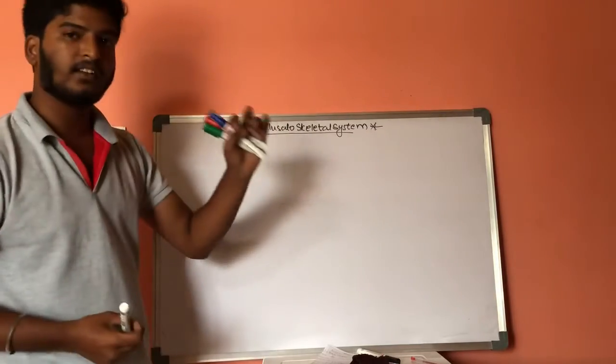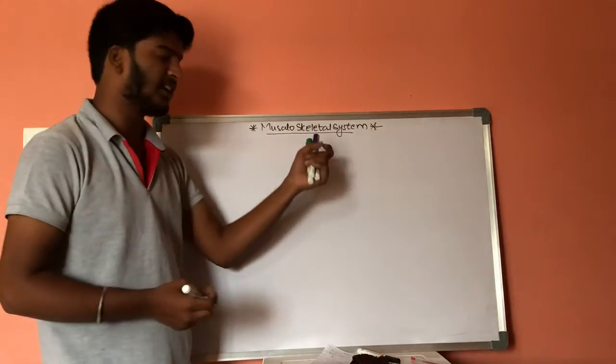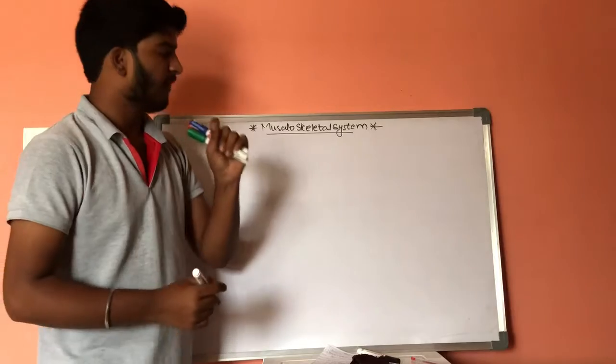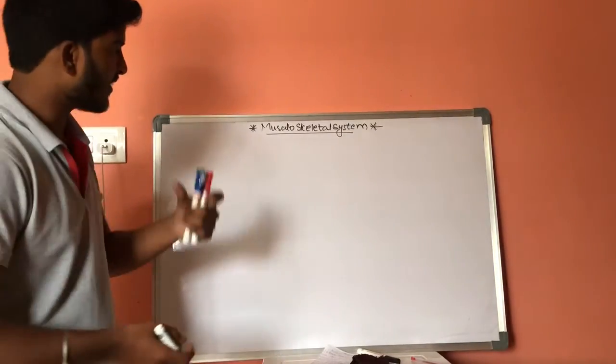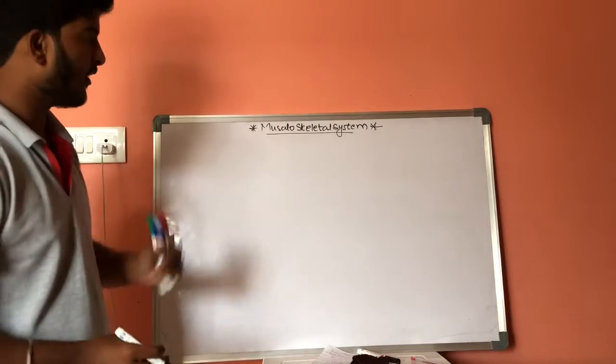Let us discuss development of the musculoskeletal system from the basics, that is, from the trilaminar plate. What does the trilaminar plate mean? It consists of ectoderm, mesoderm and endoderm.